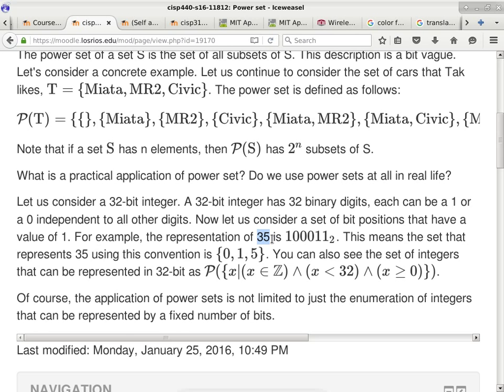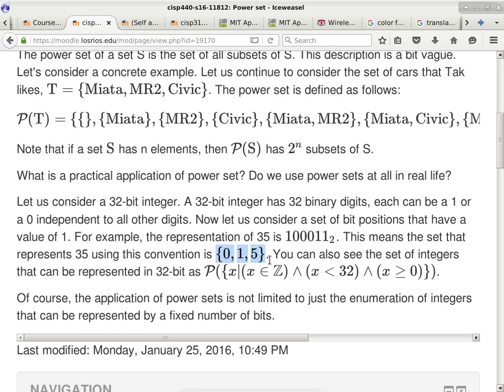So to represent 35 with this representation, I'll give you a set of 0, 1, 5, because out of a 32-bit number, these are the bit positions of the 1s, everything else being zeros. Is that okay? Now ask yourself, with a 32-bit number, how many unique integer values can I represent? It's 2 to the power of 32. Exactly. Whether it's signed or not is not even important.